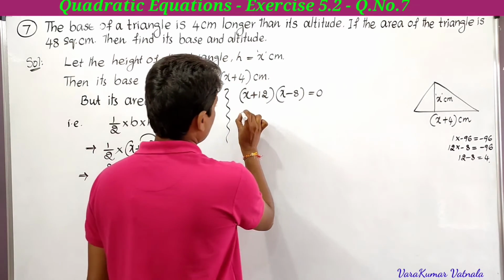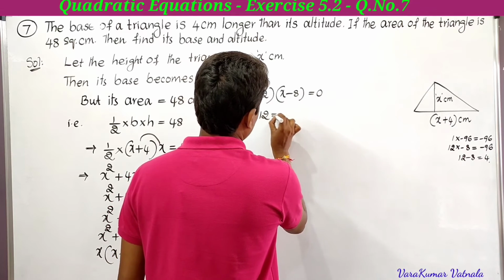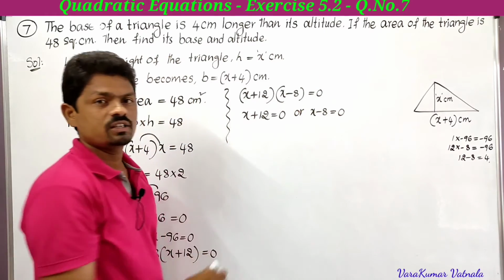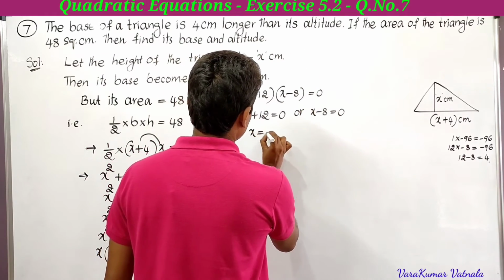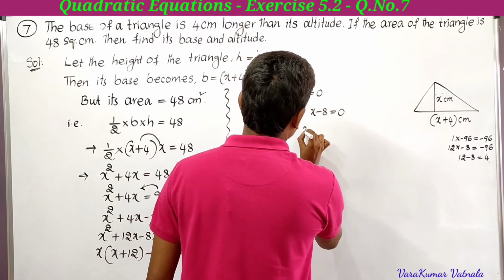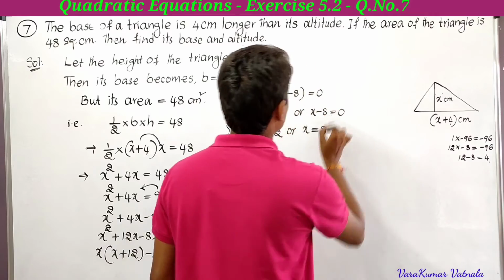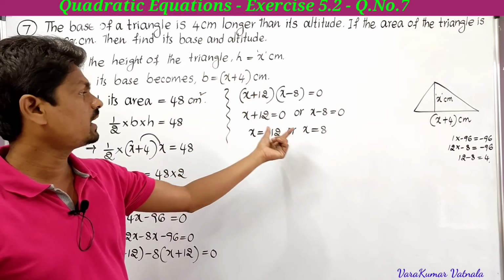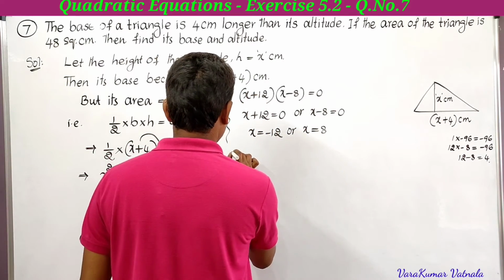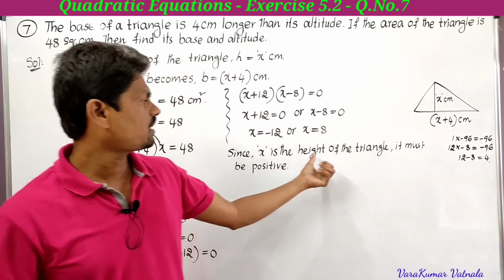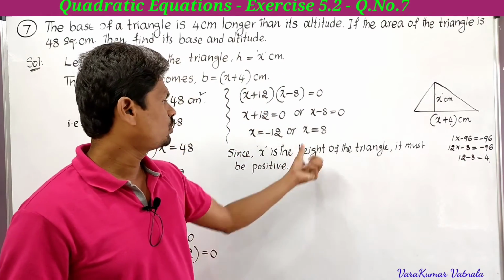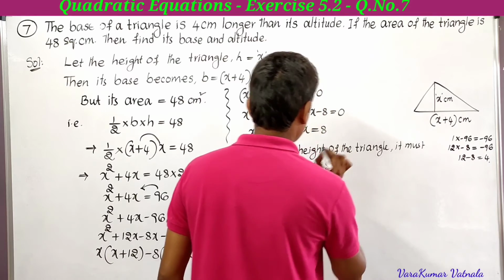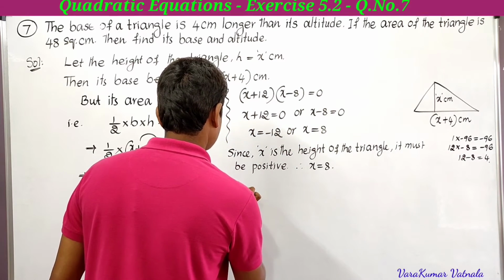So now x plus 12 equal to 0 or x minus 8 equal to 0. So take plus 12 to the right side, it becomes minus 12. x is equal to minus 12 or x is equal to plus 8. Take minus 8 to the right side, it becomes plus 8. So what is x? Since x is the height of the triangle, it must be positive. So what is the positive value here? x equal to 8. Therefore, x is equal to 8 only.